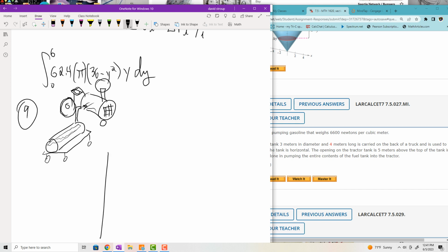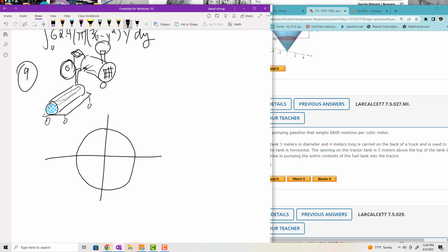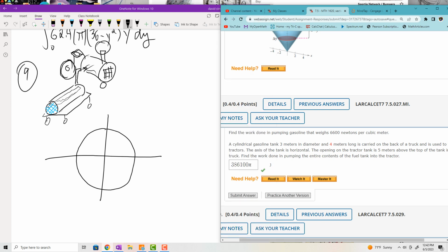But okay, back to the problem. Let's reorient things in the XY plane. So we're looking at the gasoline tank head on. So we're looking at this blue portion here, and the diameter is 3 meters. So we're looking at 1.5.